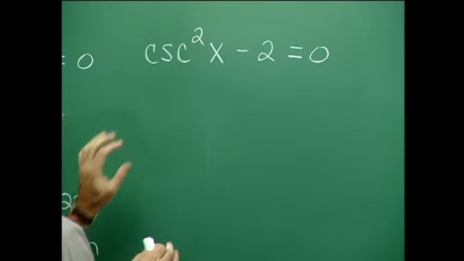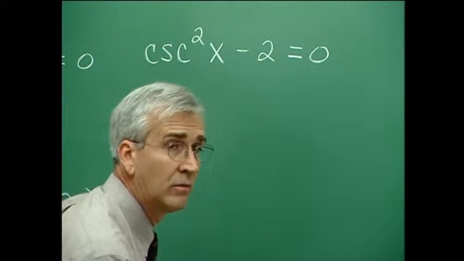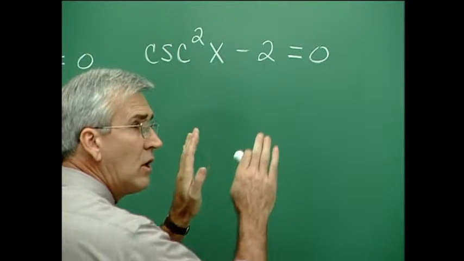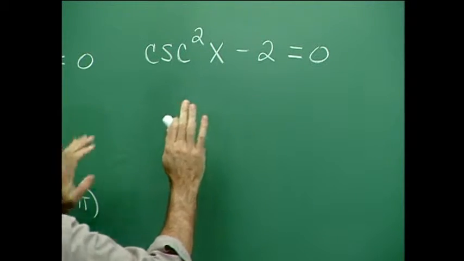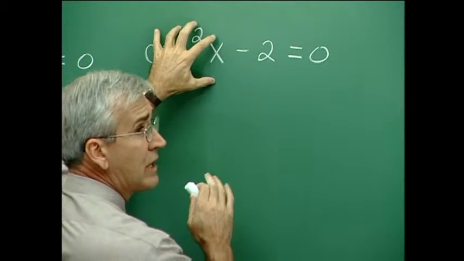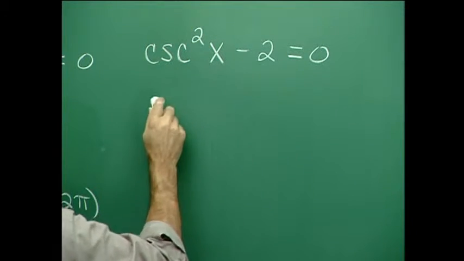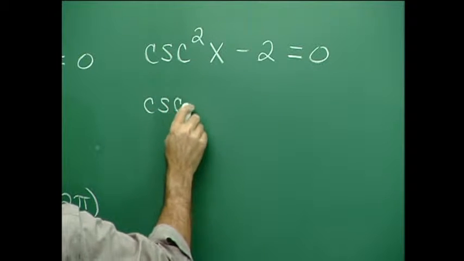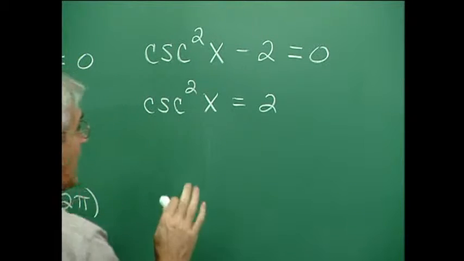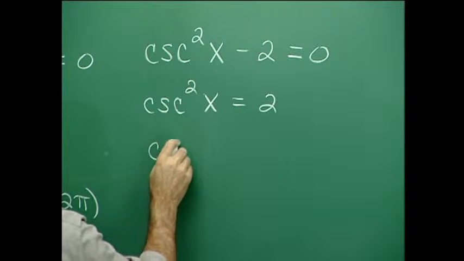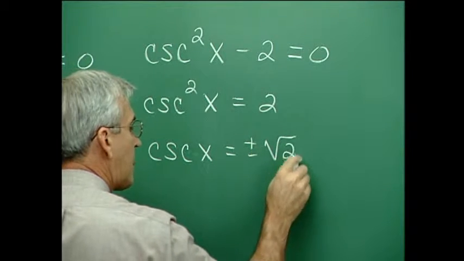Now, because we have a second degree term involving cosecant x and no first degree term involving cosecant x, we can use the idea of extracting square roots, or this square root property. We do that by isolating this term on one side of the equation and the real number on the other side. So I'll add 2 on both sides to get this. And now, by extracting square roots, I know that the cosecant of x is plus or minus the square root of 2.